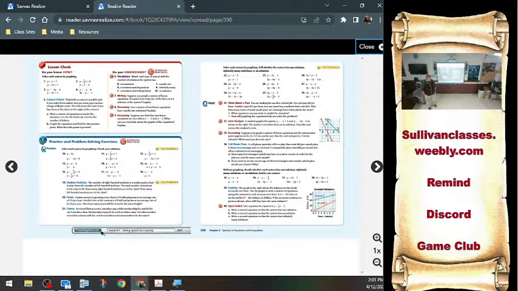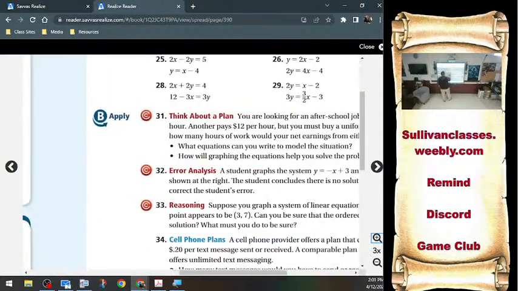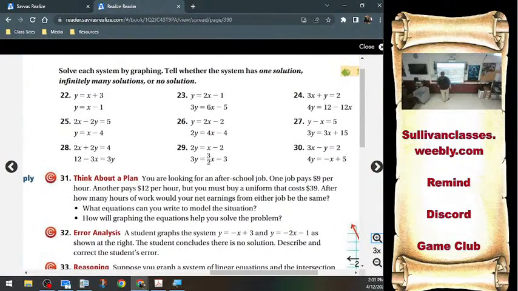Yes, sir? 29. Words or fractions, right? That's how it always ends up. Fractions. Okay. Solve each system by graphing. Determine whether it has one solution, infinitely many solutions, or no solution. Before I do that, tell me what those mean. If I graph things, what does one, infinite, or no solution look like?